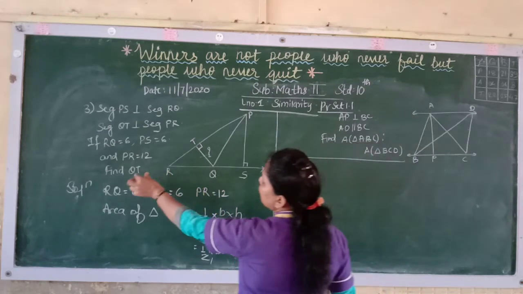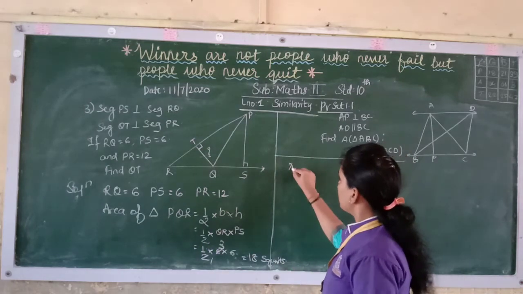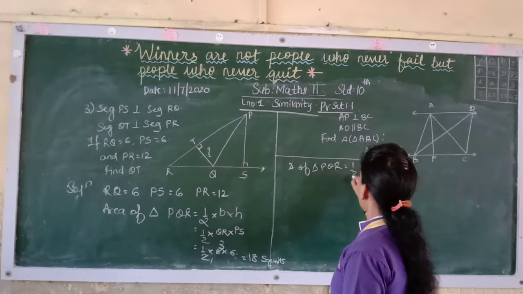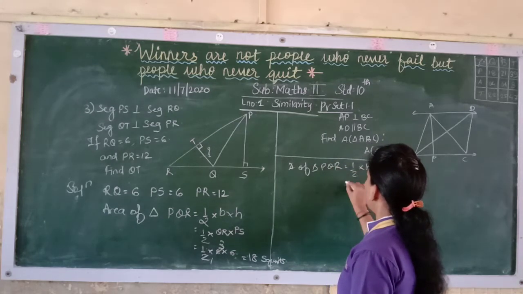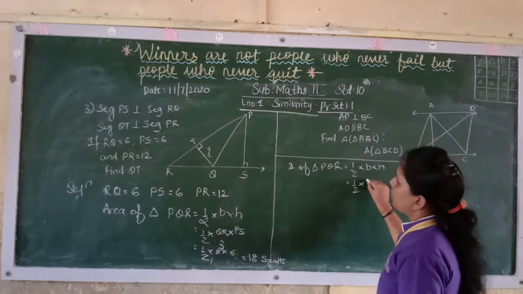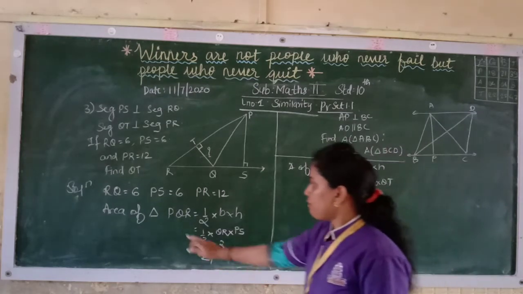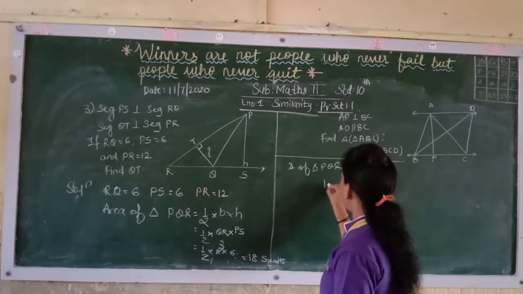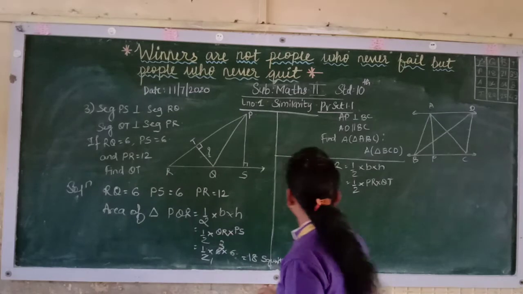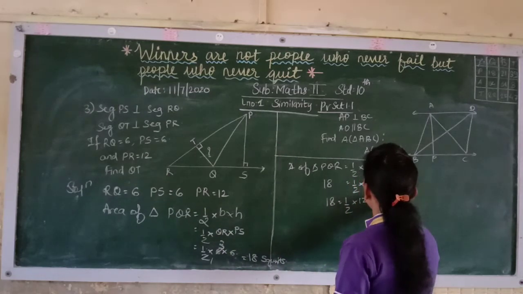Now again you have to find QT. This QT is the inside height. So again you have to take the area of triangle PQR is equal to half into base into height. But this time the base is PR and the height is QT. From this we have already found the area, that is 18, so here you have to write 18. Also the value of PR is given. PR is 12. So here you will get 18 is equal to half into 12 into QT.